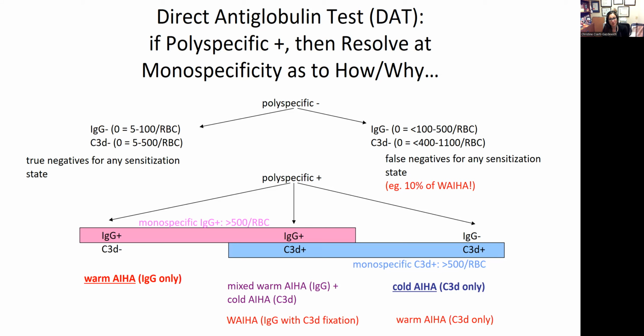Sometimes we only pick up the complement that the IgG recruits, and that can be a complement positive DAT in a true warm immune hemolysis. So if this gets confusing, you talk to your staff or your transfusion medicine physician. We're on call 24/7 to support the hematology consult service. We can help explain the meaning of these test results.